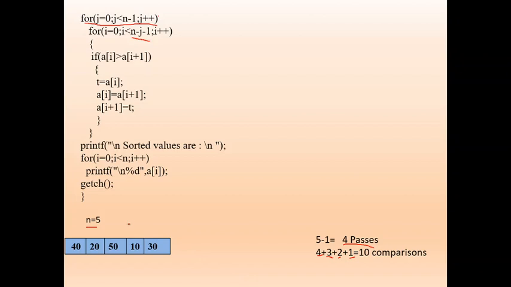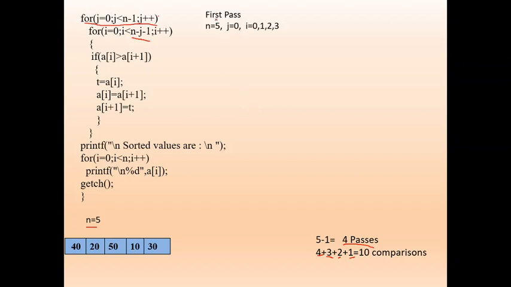Sum of numbers up to n minus 1: 4 plus 3 plus 2 plus 1. So like that you will have comparisons. Now you compare this with a small example. My example is 40, 20, 50, 10, 30.